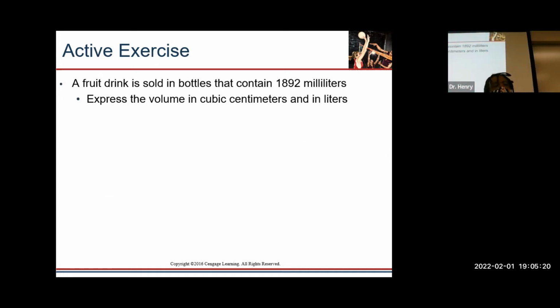Okay, a fruit drink is sold in bottles that contain 1,892 milliliters. Express the volume in cubic centimeters and in liters.